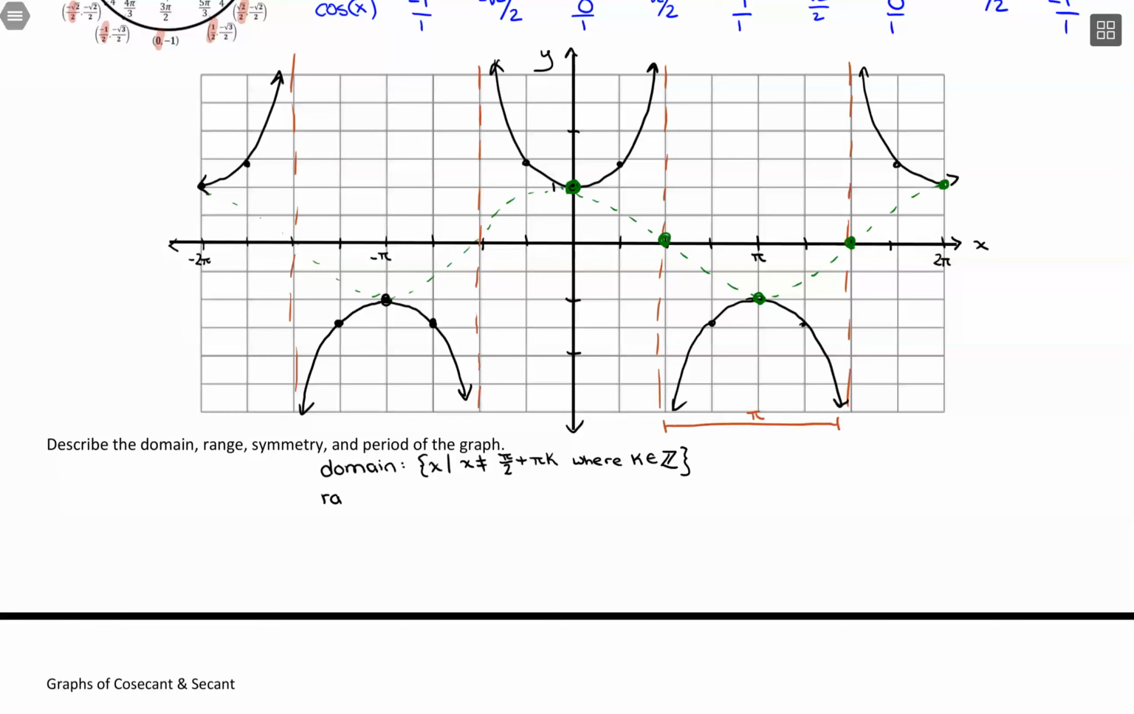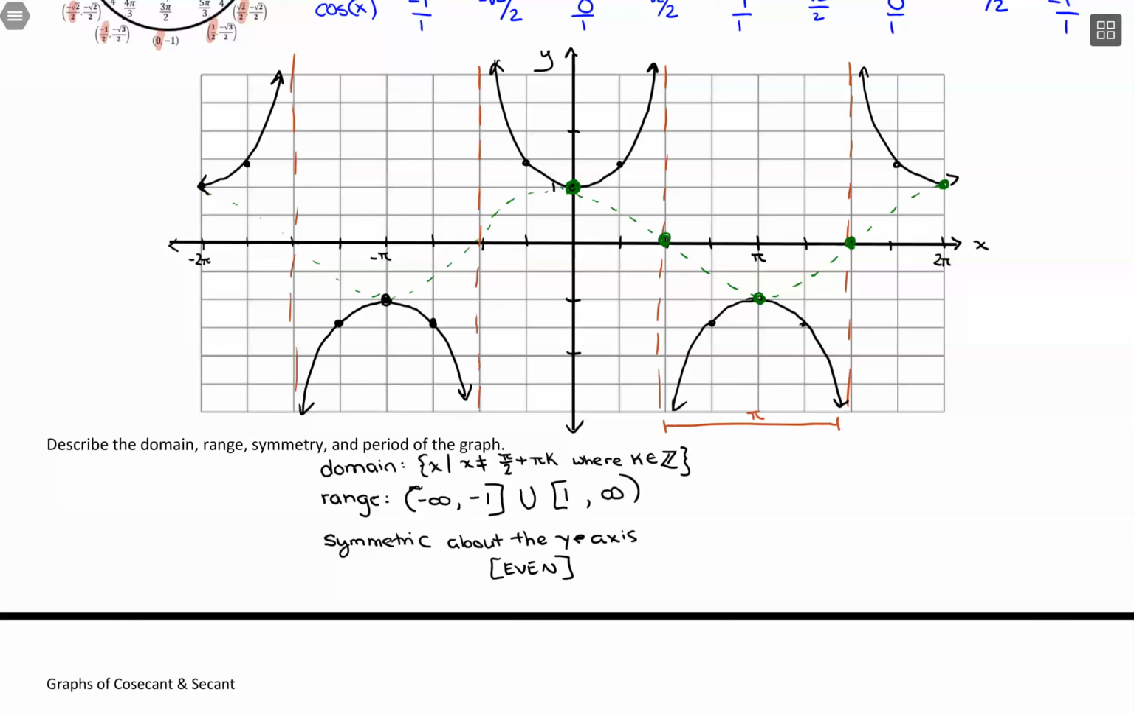For the range, this is going to be the same as cosecant, where you can have from -infinity up to -1, and including -1, so we'll use a square bracket. And what we're going to do is start at +1 and including +1 and go up to infinity. For symmetry, if we reflect over the y-axis, we have symmetry just there. Same thing over here. So this is symmetric about the y-axis, which means this is an even function.